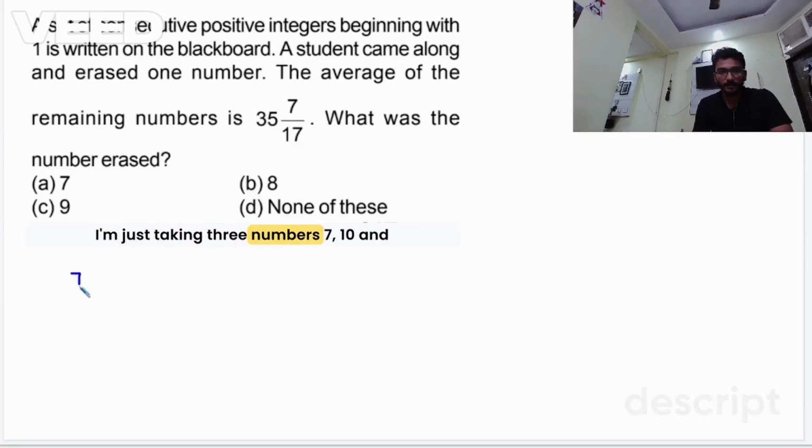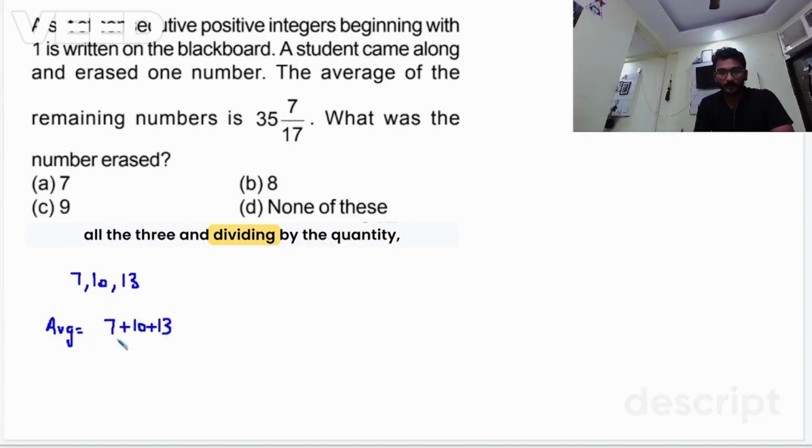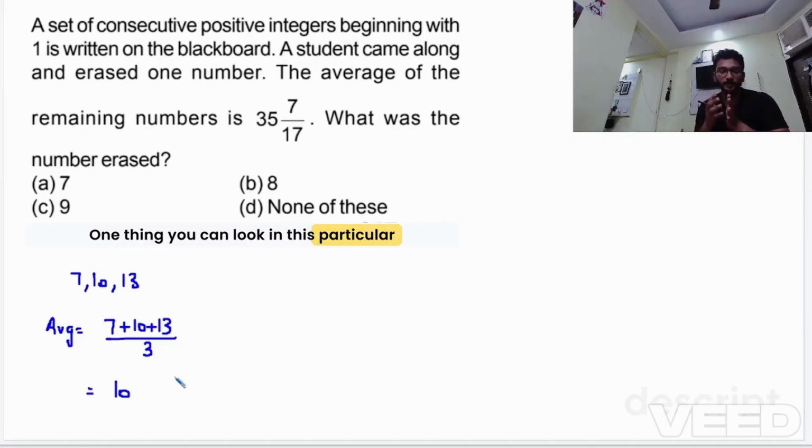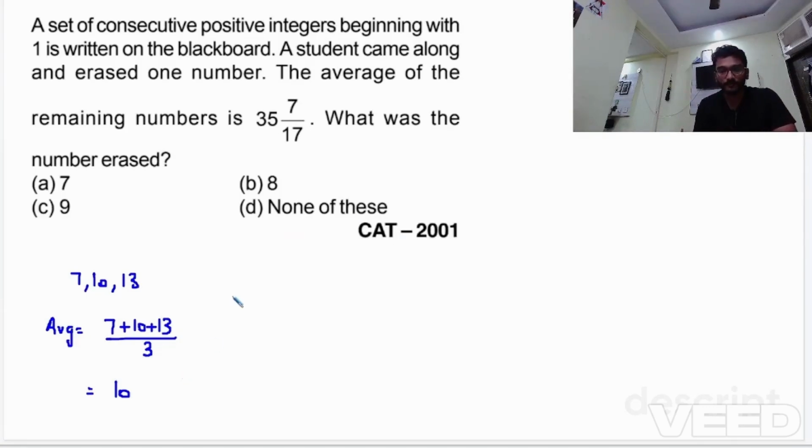I'm just taking three numbers: 7, 10 and 13. If I have to calculate the average, it is calculated by taking the sum of all three and dividing by the quantity, which is 3. If I calculate this, it would be 10. One thing you can notice in these three numbers is that they are in AP, arithmetic progression, which means the middle term is the average. So I can just say 10 is the average for this particular question.